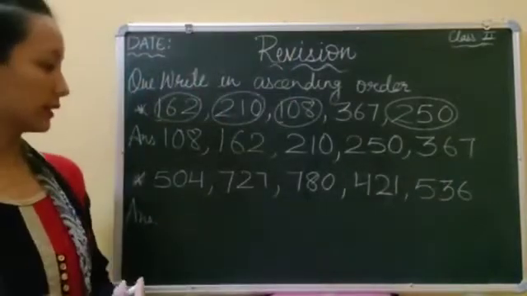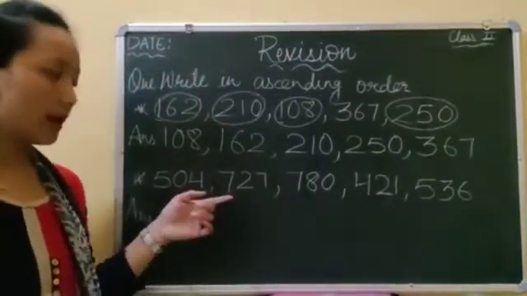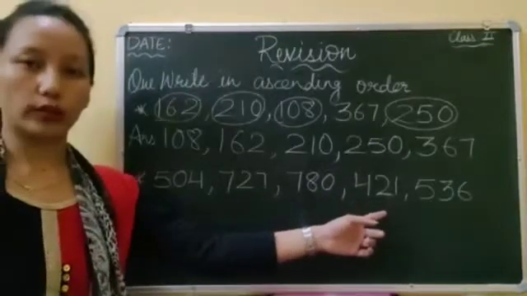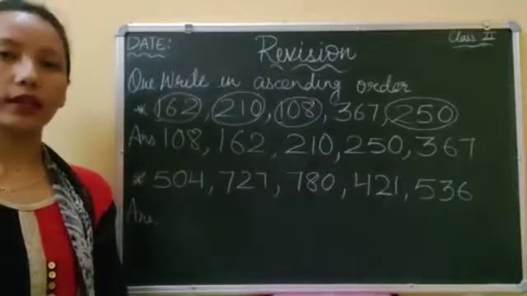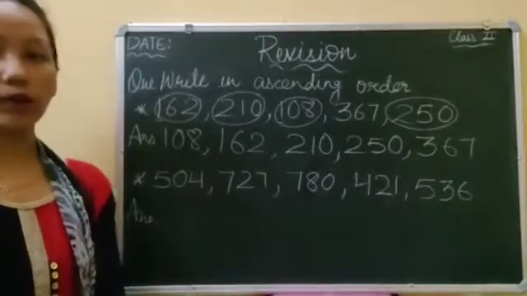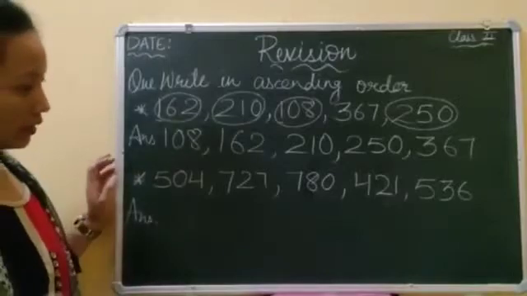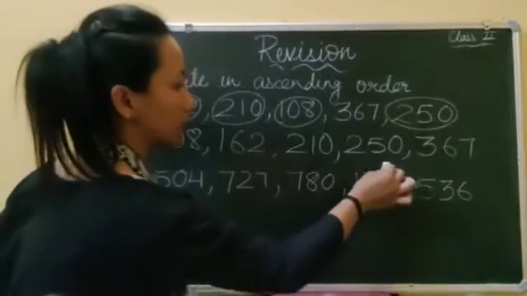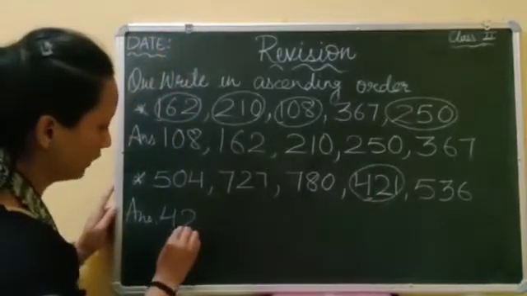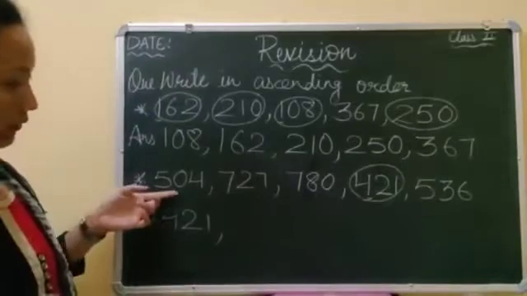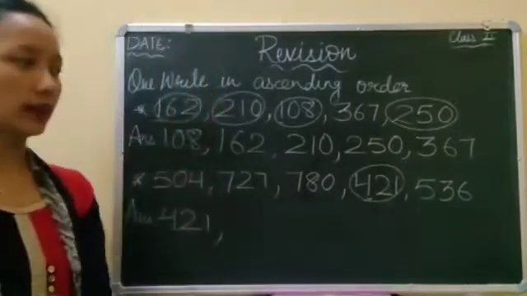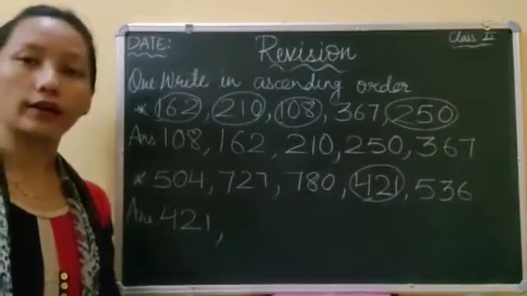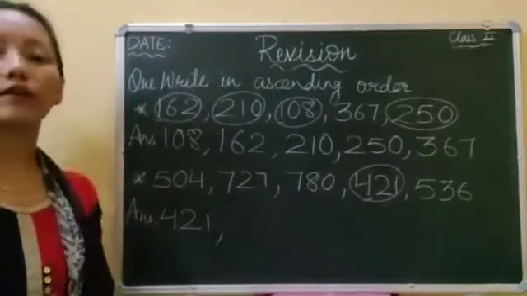Okay. Next. Here we have 504, 727, 780, 421 and 536. Now let's find the smallest number. Here we have 421, smallest one. 421. Then here we have 504 and 536. Tell me which is smallest? 504 or 536? Yes, 504.